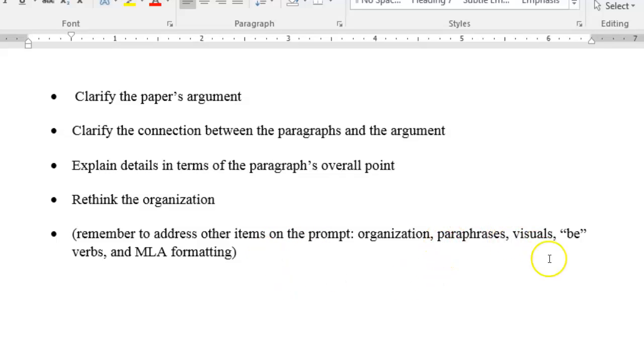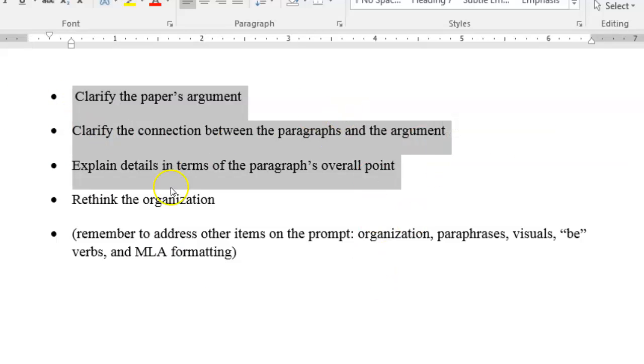There's also paraphrases need to be integrated. Get the verbs out of a paragraph and make sure that your MLA formatting is where it needs to be. But right here, this is the big issue right now.